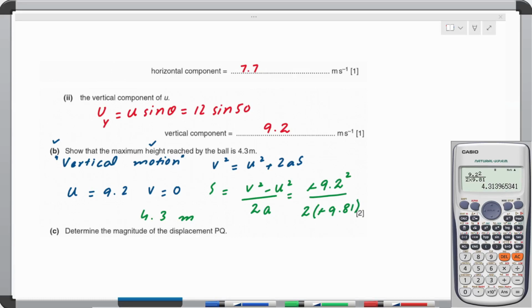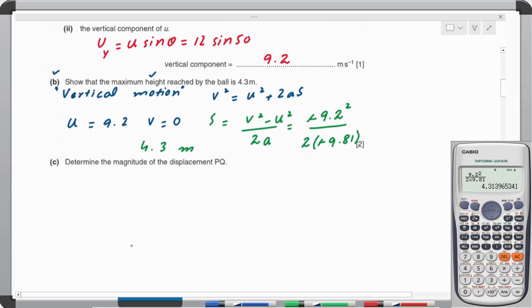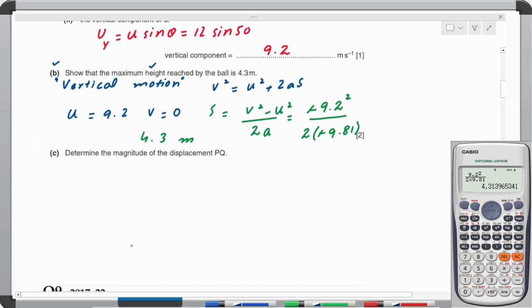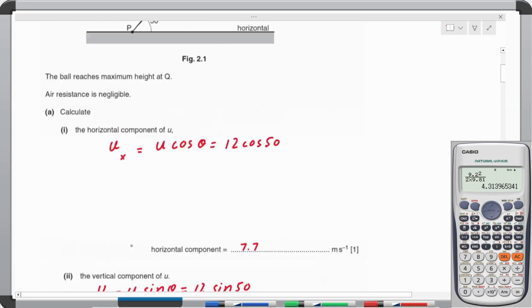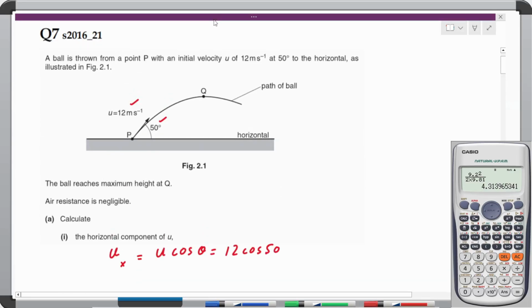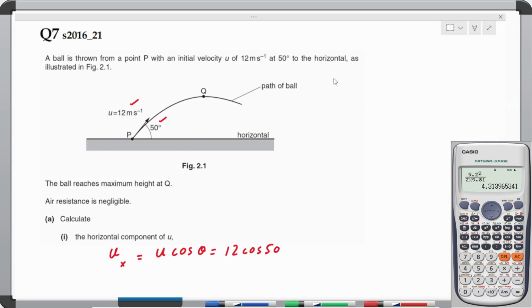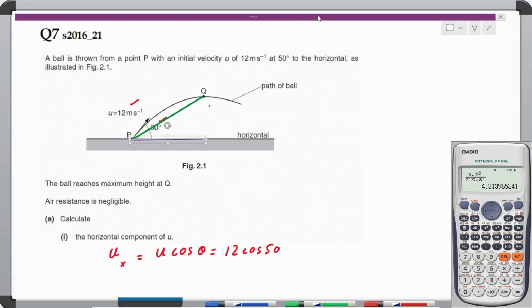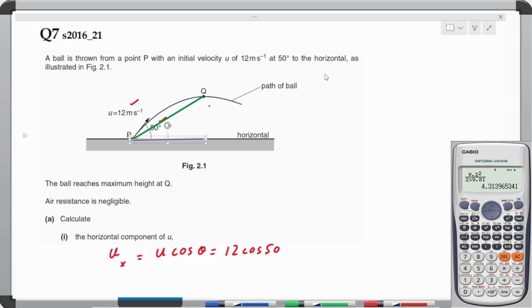Alright everyone, let's check out the next part. We need to determine the magnitude of the displacement PQ. If I come up to the diagram, the magnitude of displacement would be the shortest distance between P and Q. We need to find this, but at the same time we do have the value for the vertical distance, and we need the horizontal distance as well. So we have both the horizontal distance and the vertical distance. And what was the horizontal distance?